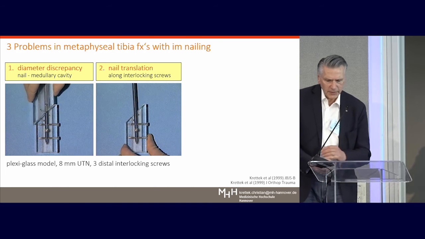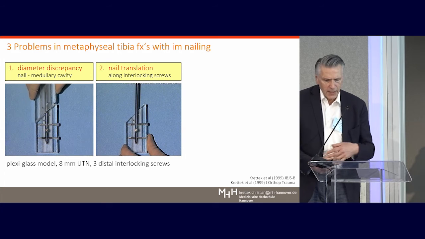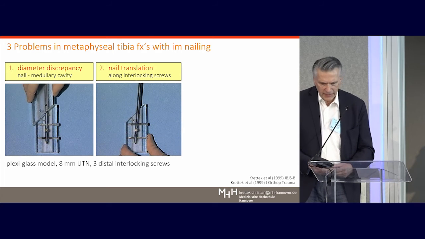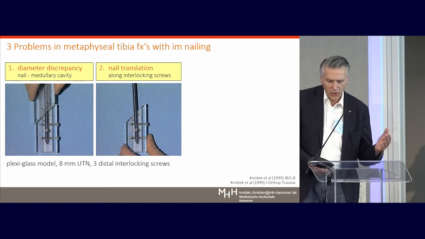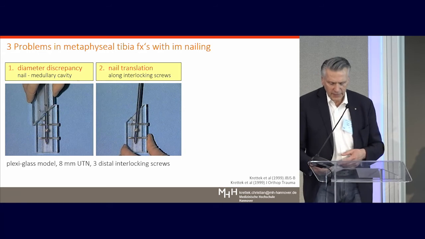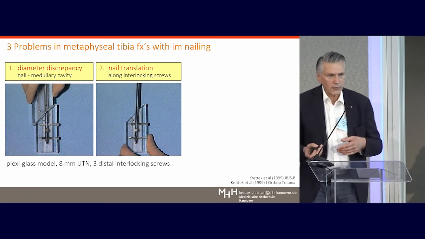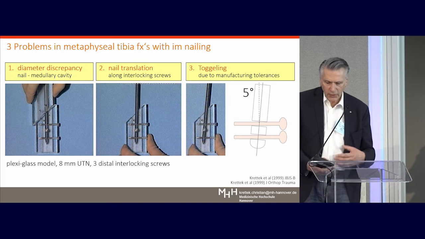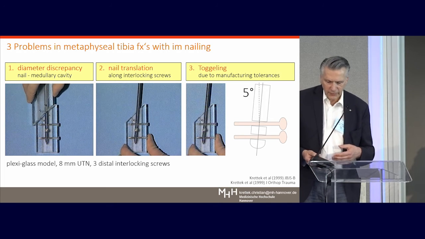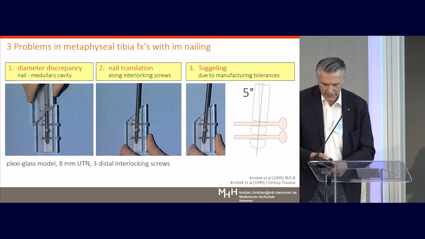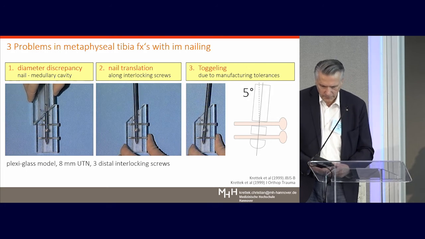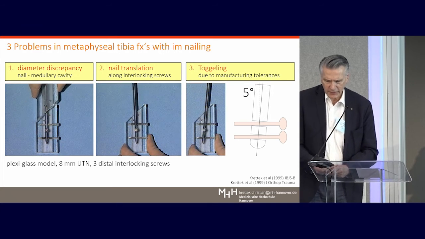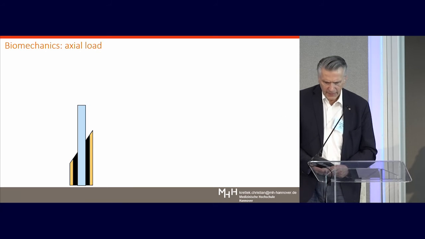What are the problems in metaphyseal tibial fractures with nailing? We have three problems. We have a diameter discrepancy between nail and medullary cavity. We have a nail translation along the interlocking screws. In the plexiglass model, we have three screws here, but still we have a significant instability, and the toggling is due to the manufacturing tolerances which are necessary in order to enable these screws and nail to fit, even if there are tolerances at the higher end.